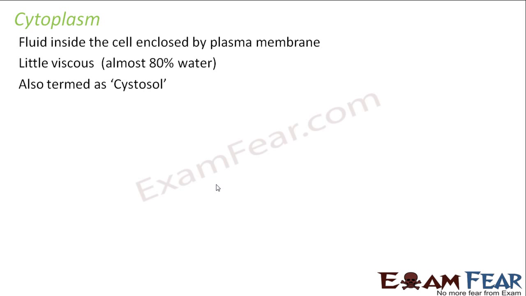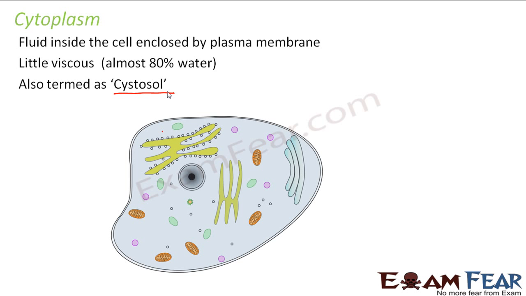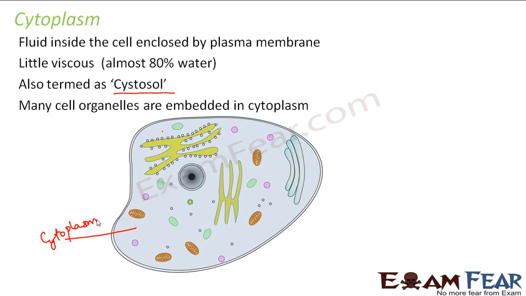It is also known as cytosol, another name for cytoplasm. So when I say where is the cytoplasm, this entire fluid, this sky blue colored thing, is the cytoplasm. Many cell organelles are embedded in cytoplasm. You can see it clearly from this picture. So this is your cytoplasm. The fluid is present everywhere inside the cell, and in this fluid are embedded all other cell organelles.